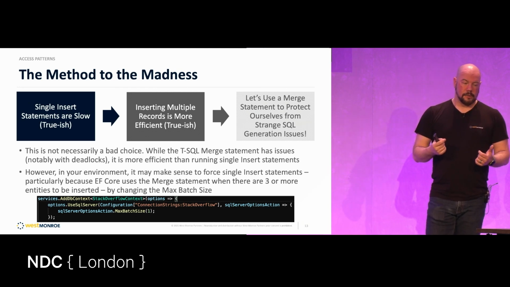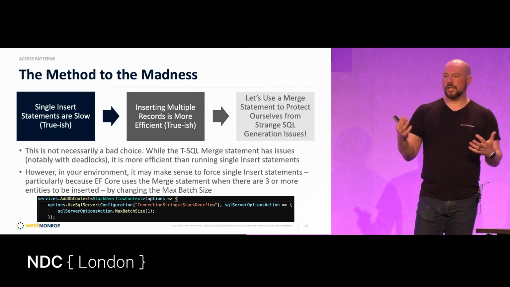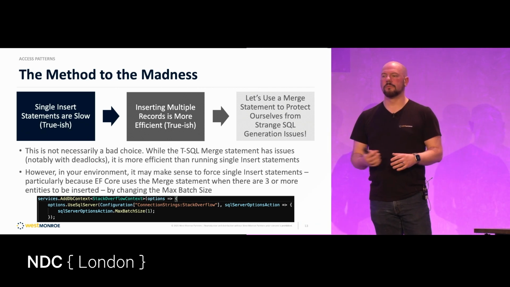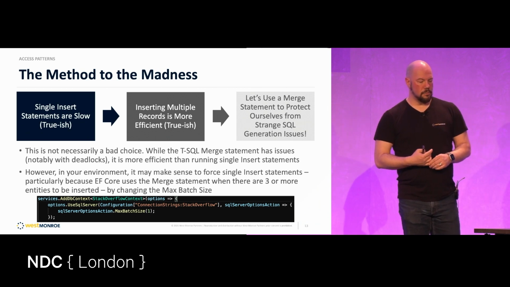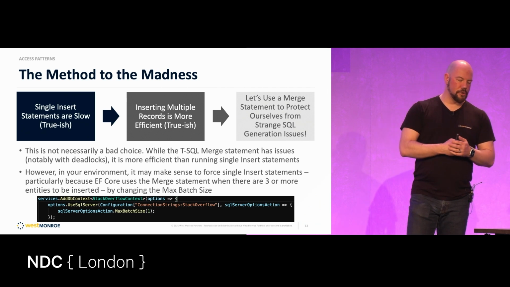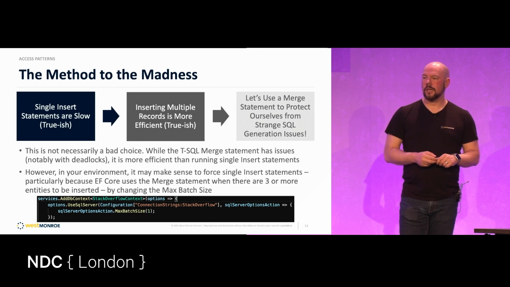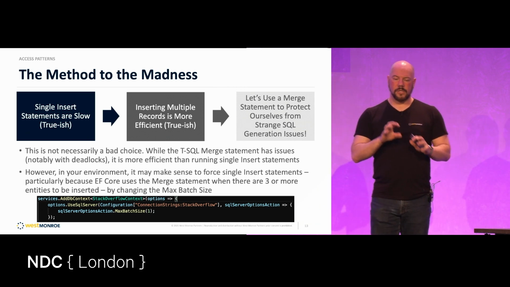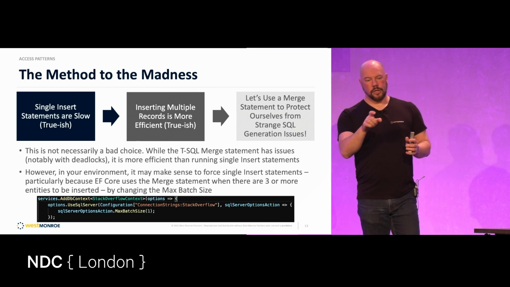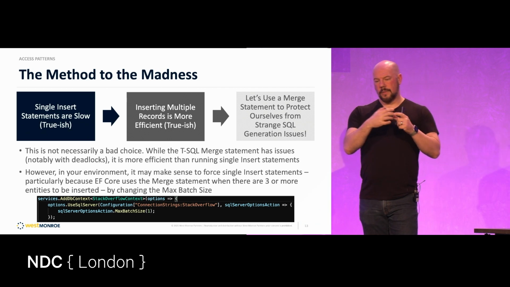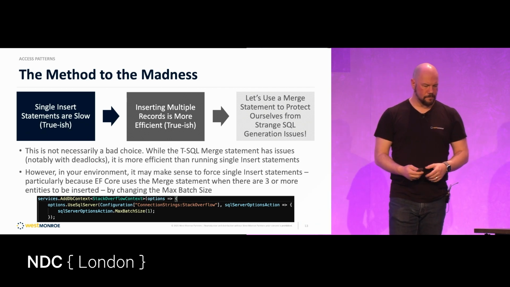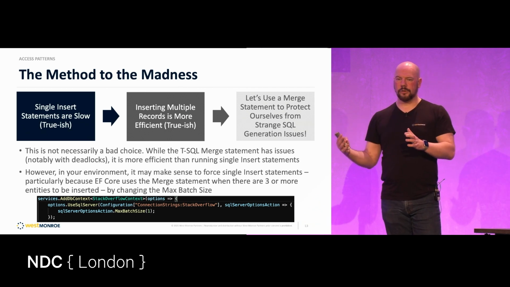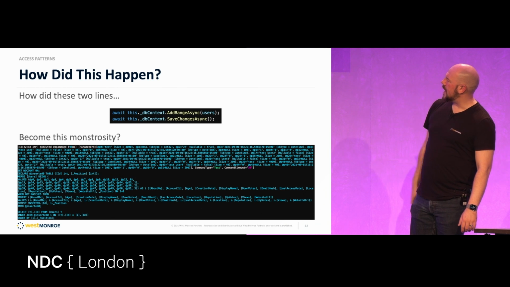But essentially, single insert statements are slow. That's true-ish. Inserting multiple records is more efficient. Again, that's true-ish, right? As with everything, it depends. So the result of that thinking is let's use a merge statement to protect ourselves from strange SQL generation issues, right? Because if I were to handwrite what it generated, I would use some sort of table-valued constructor in my insert, right? So that's insert my list of values, and then select and hard code all that stuff in there. And so they chose to use a merge instead, because building a table-valued constructor is weird, even though they actually are kind of doing that.